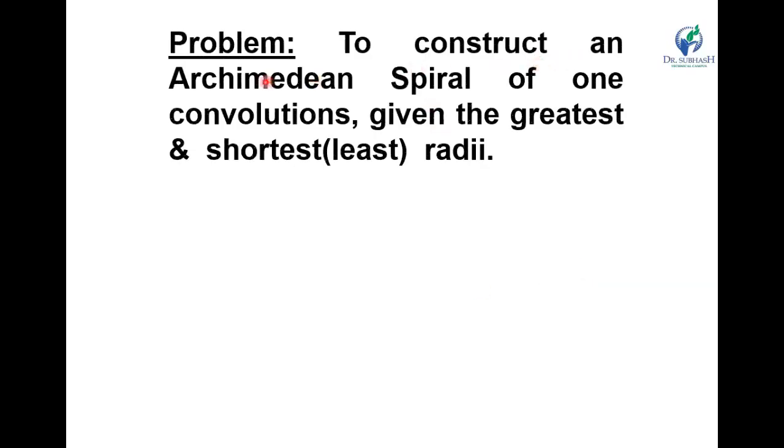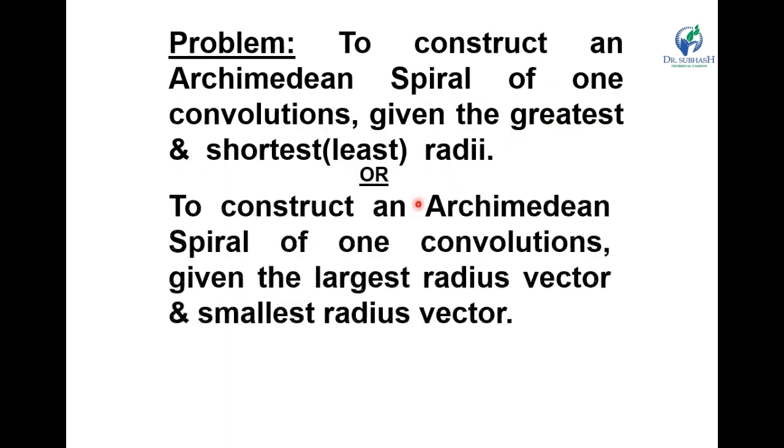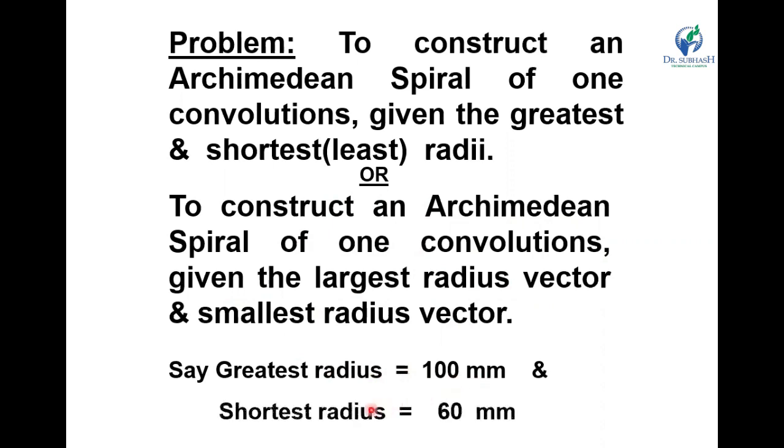To construct an Archimedean spiral of one convolution given the greatest and shortest or the minimum radius, or to construct an Archimedean spiral of one convolution given the largest radius vector and smallest radius vector. So here the greatest or the largest radius is 100 mm and shortest radius is 60 mm. Okay. So now here we have to draw the spiral by using this data.